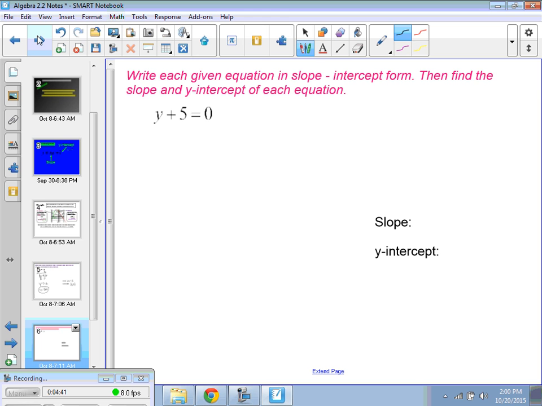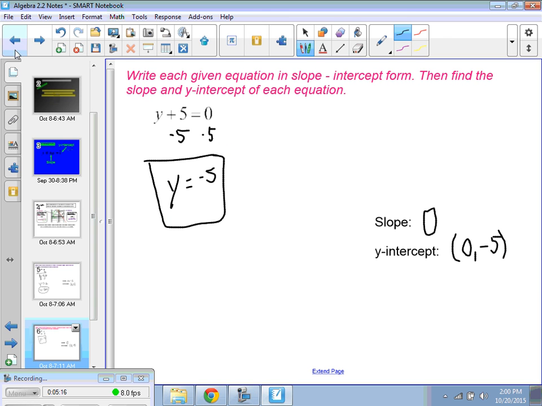For this one, I still want to get y by itself. To get y by itself, all I'm going to do is subtract 5 from both sides to get y alone, and I have y equals negative 5. Now when I look at this, and I said the slope is the number that's in front of x, there's no x here. When there's no x at all, my slope is 0. My b value means my y-intercept is at 0, negative 5. So this is in slope-intercept form.